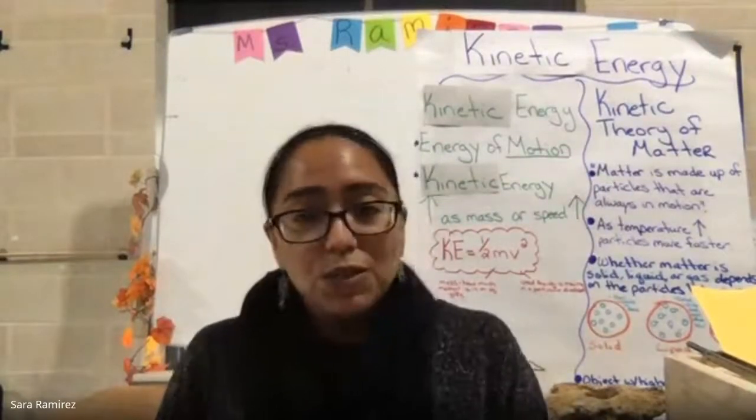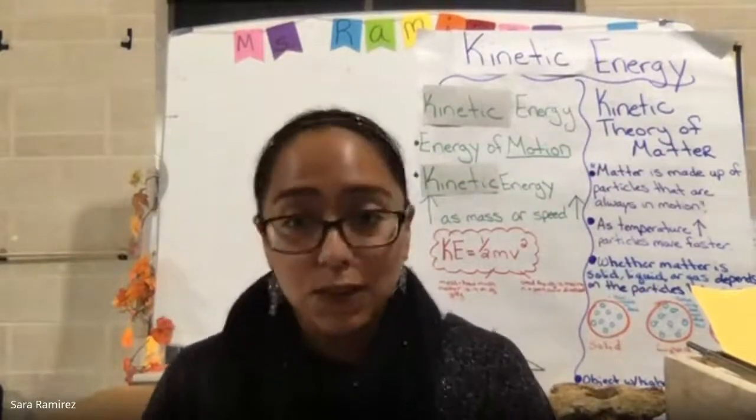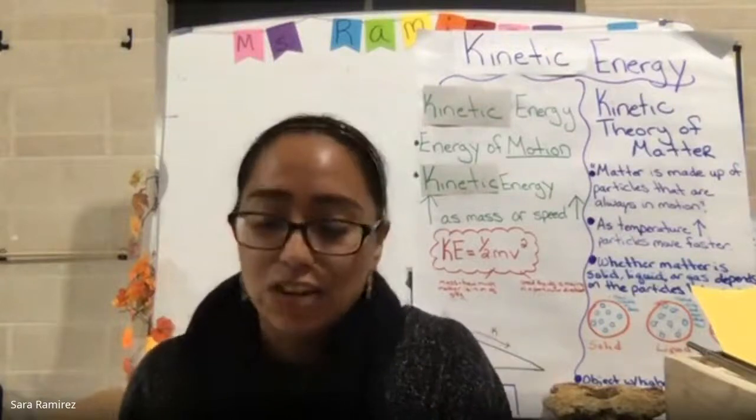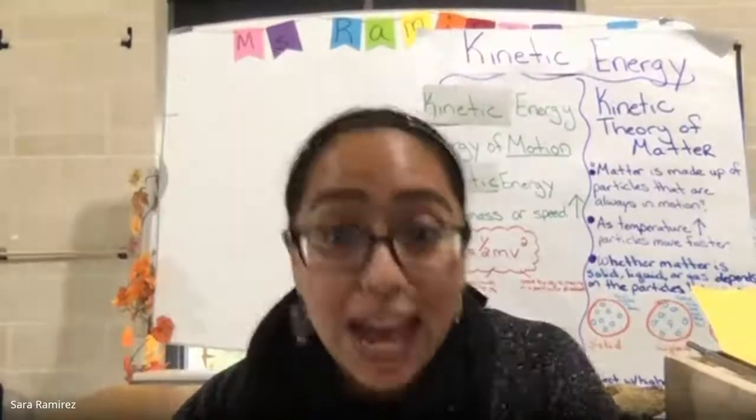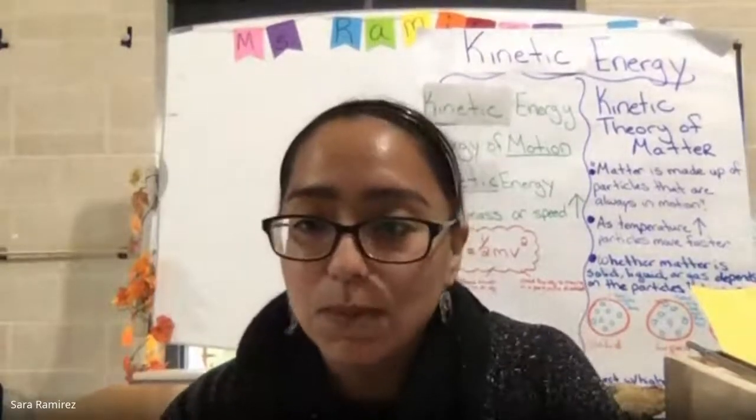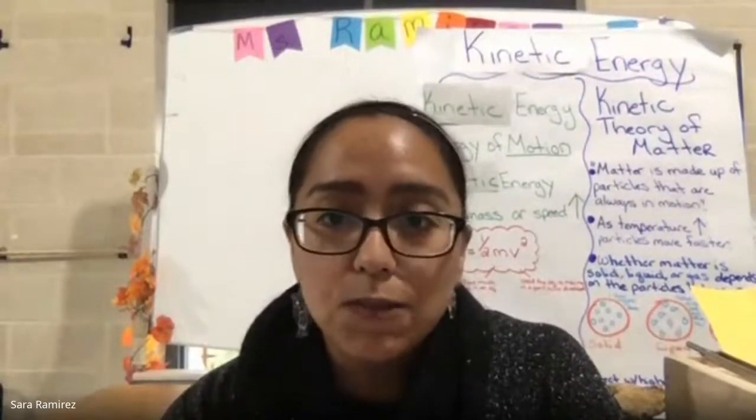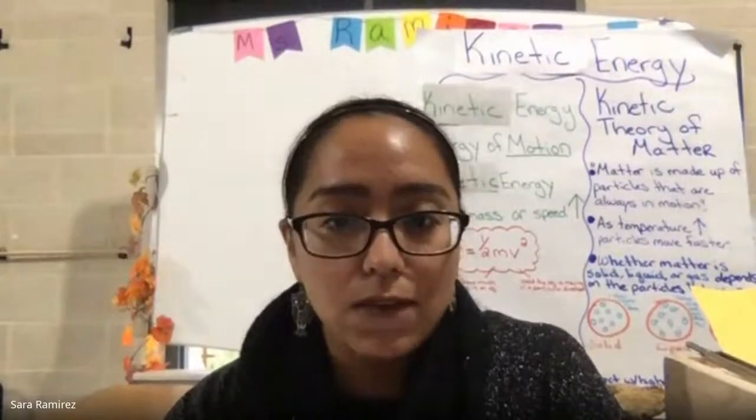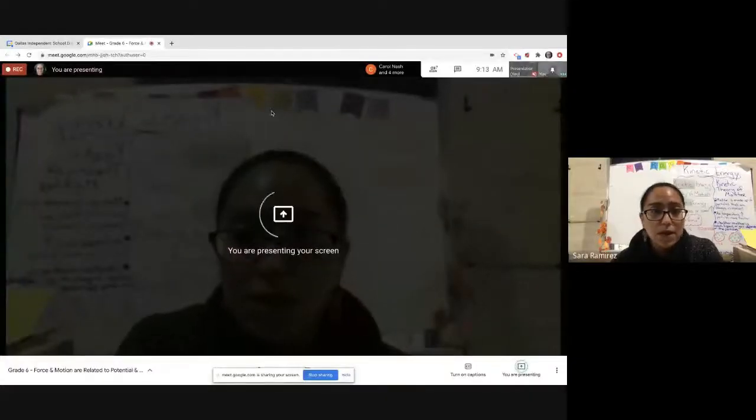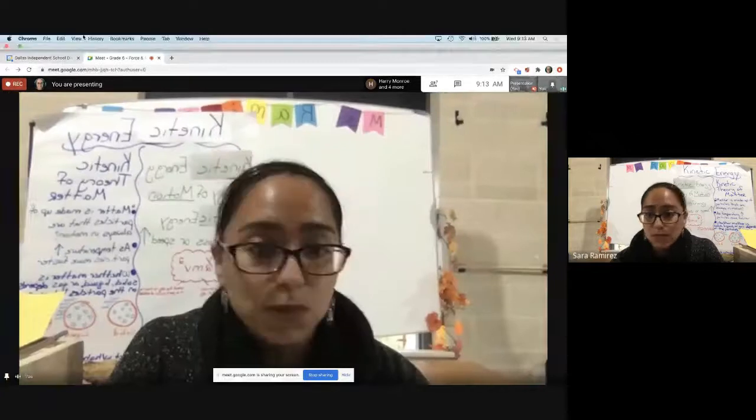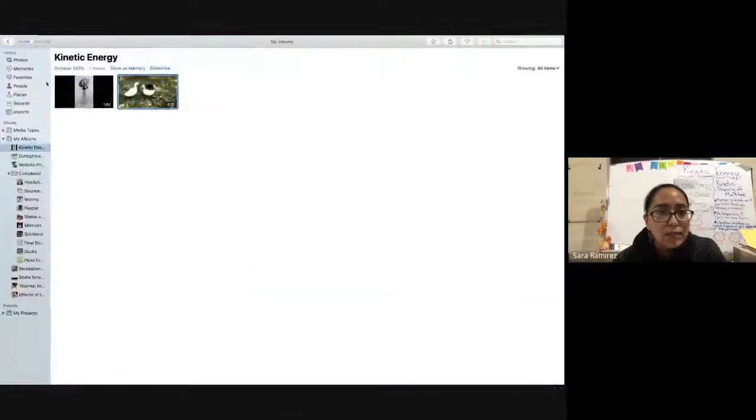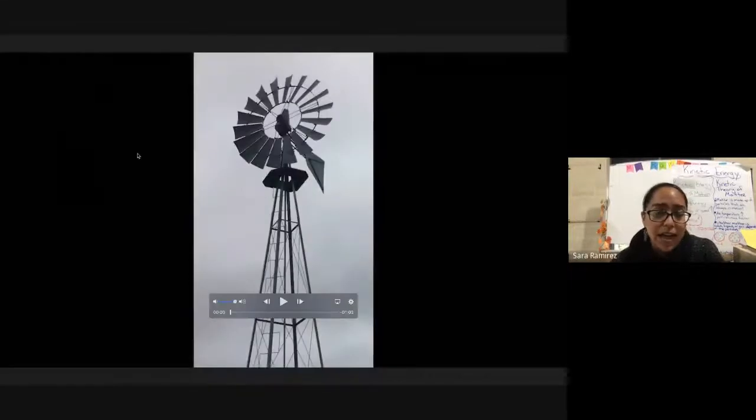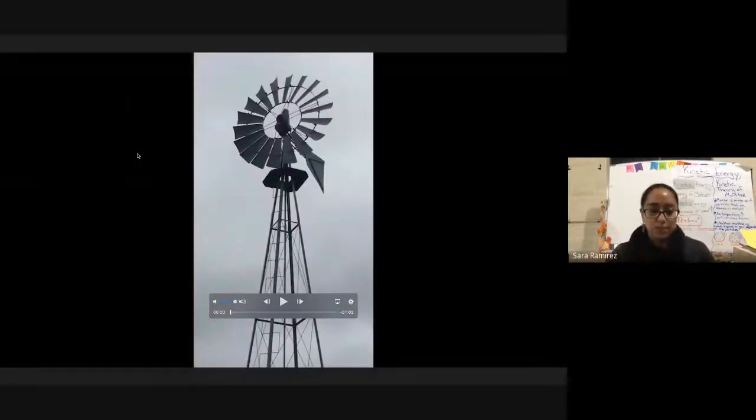So what we're going to do first, we're going to look at a quick little video of examples of kinetic energy here at the Environmental Center, and I'll be discussing how they represent examples. So let me present my screen with you guys. The first video we're going to take a look at is of a windmill and a couple of other live animals that are found out here. And as you're watching the video, be thinking about how you see motion being represented.